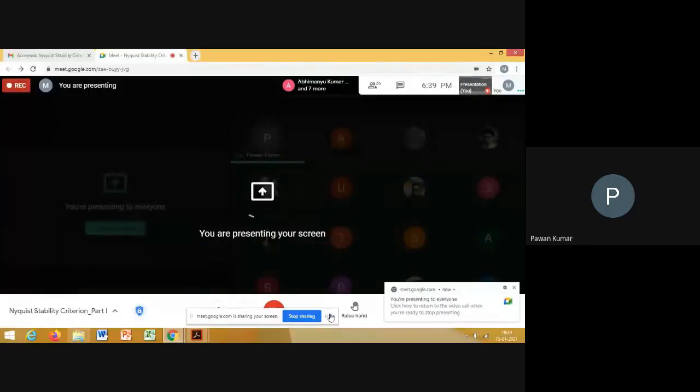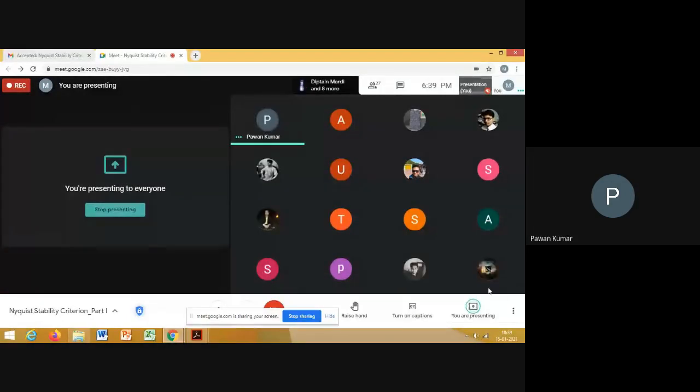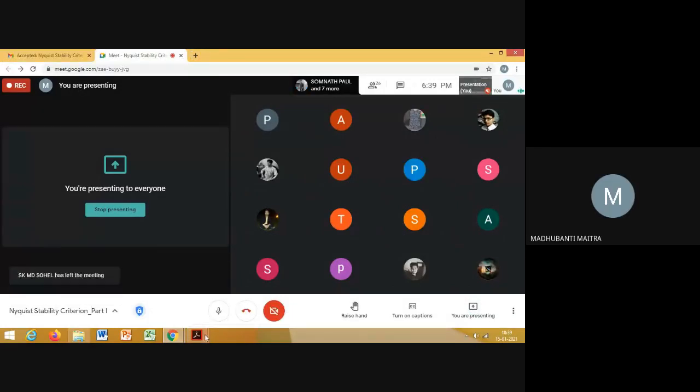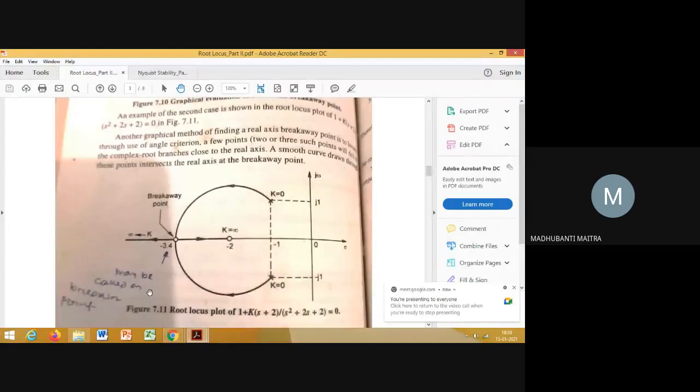On one hand, it is correct, ma'am, because that should terminate on the root, but I'm not getting how I should apply this point in these breakaway branches. Can you see the material? Yes, ma'am. So this is basically the breakaway direction, right?